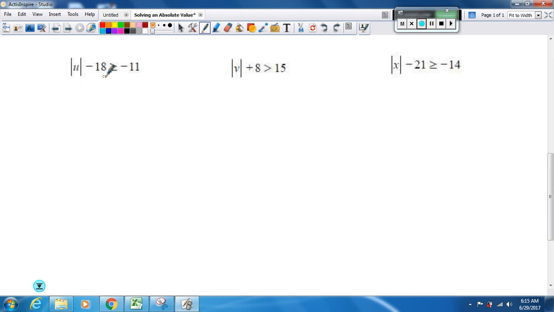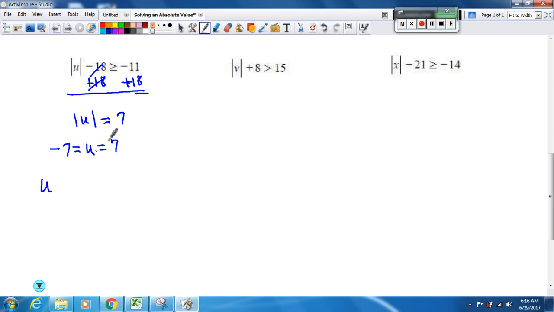Okay, this next one, you can't have anything with the absolute value symbol. So the opposite of negative 18 is positive 18. So I'm going to add 18 to both sides. So I get the absolute value of U, those cancel, equals 18 take away 11 is 7. So then to get rid of the absolute value symbol, it's negative 7 equals U equals positive 7. Now your final answer, it's greater.